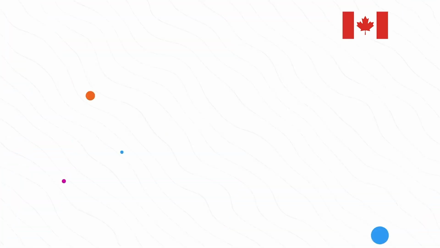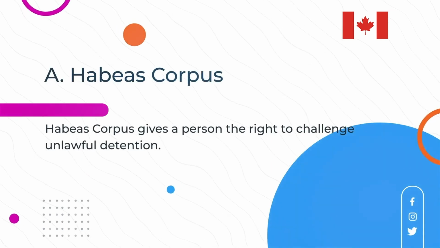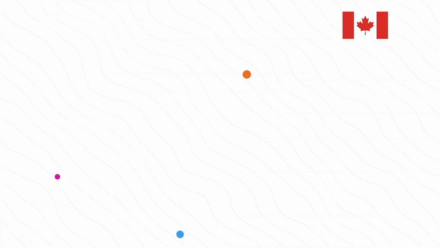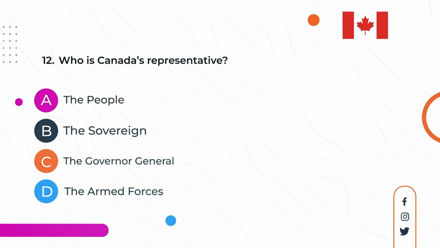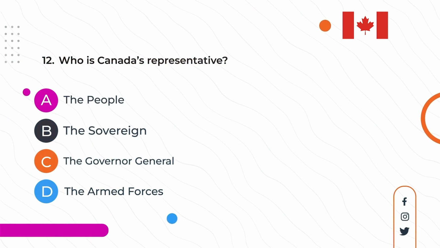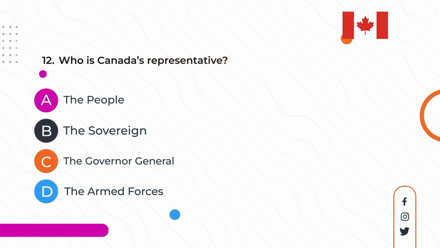Answer: A. Habeas corpus. Habeas corpus gives a person the right to challenge unlawful detention. Number 12. Who is Canada's representative? A. The people. B. The sovereign. C. The Governor General. D. The Armed Forces.